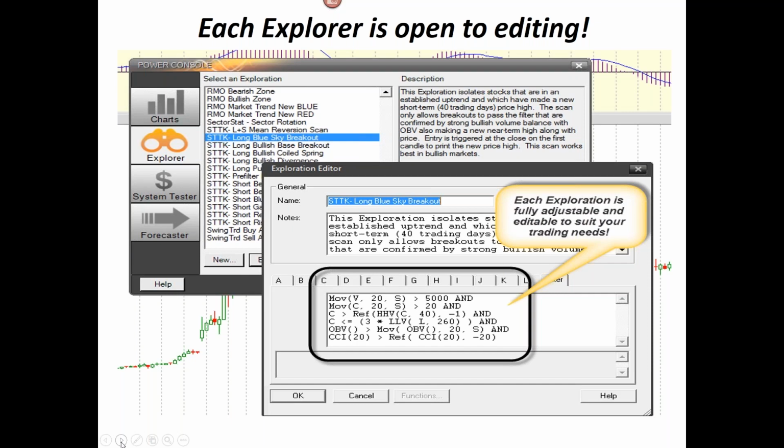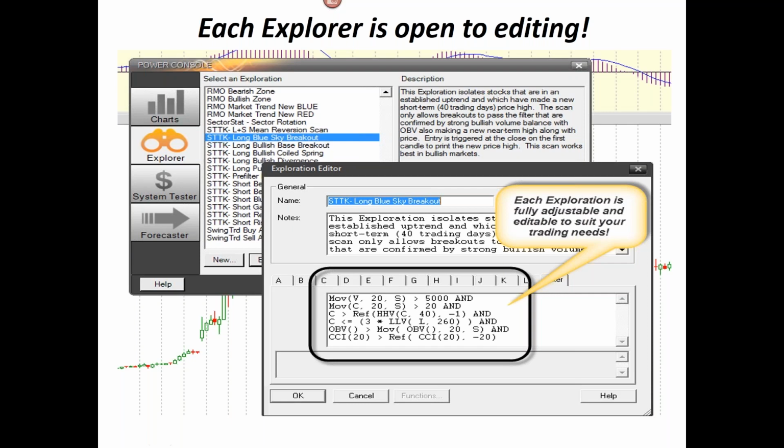You can raise or lower the volume requirement, for example, or you can use slightly different moving averages, or you can use a different set or range of stock prices if you want to focus on lower price stocks or higher price stocks, et cetera, et cetera. So you can really tailor it to your kind of trading. And that's something that is offered with the Trend Trading Toolkit. And again, it's not offered in all of the add-ons, but it is in this one.